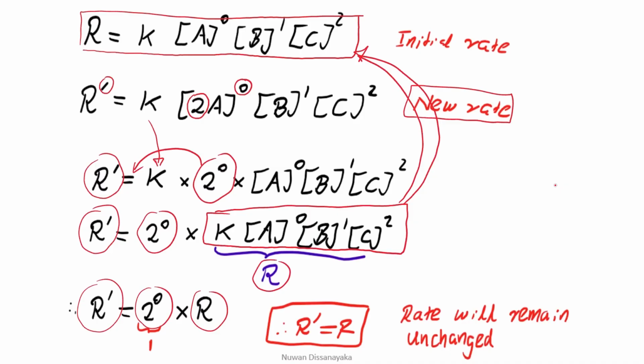So that means the new rate is equal to the initial rate. That means the rate will remain unchanged. All this time we were thinking that when we increase the concentration of reactants, the rate will increase. But we found a reactant where we double its concentration, but nothing happens to the rate.